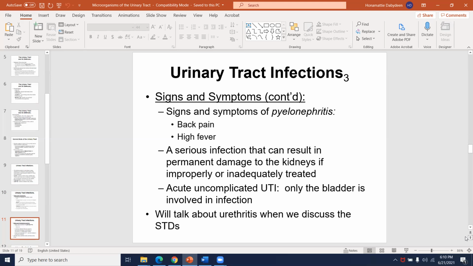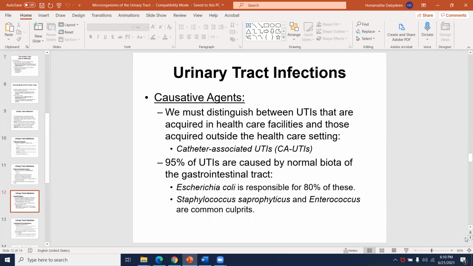All right. Acute uncomplicated UTI, usually only the bladder is involved. And so you can treat that without a problem. Some causative agents.